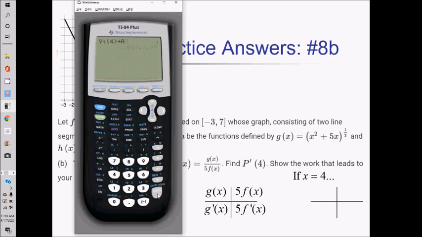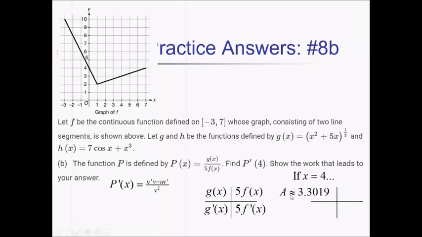So pressing enter, that's about 3.302 and some change. So I'll just write a approximately equal to all of this stuff. And now I can use a instead of all this stuff whenever I need to. All right, so my next thing I need to do is 5 times f of 4. So 4 on the f graph gives us a return of 3. So this is 5 times 3, which is 15.